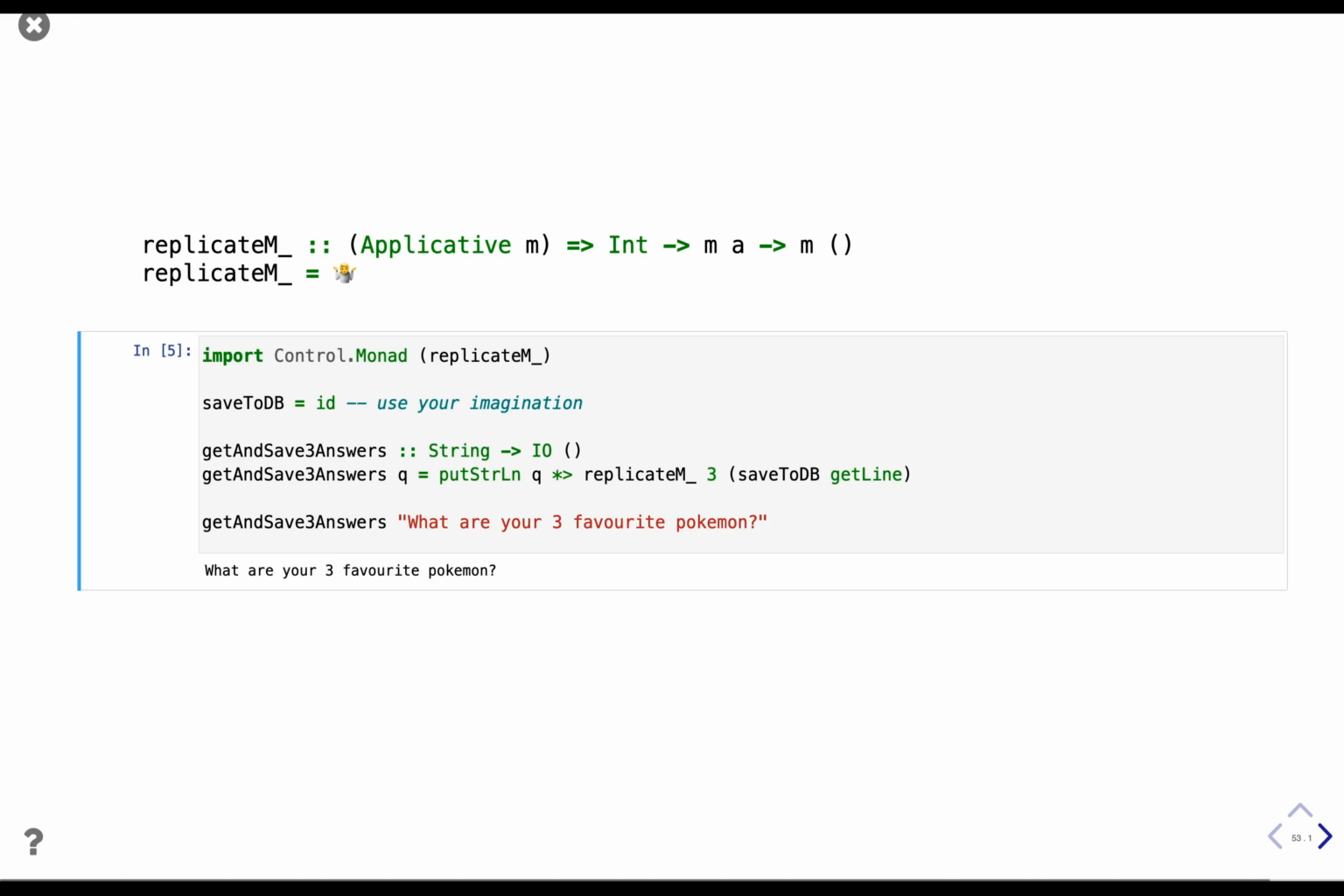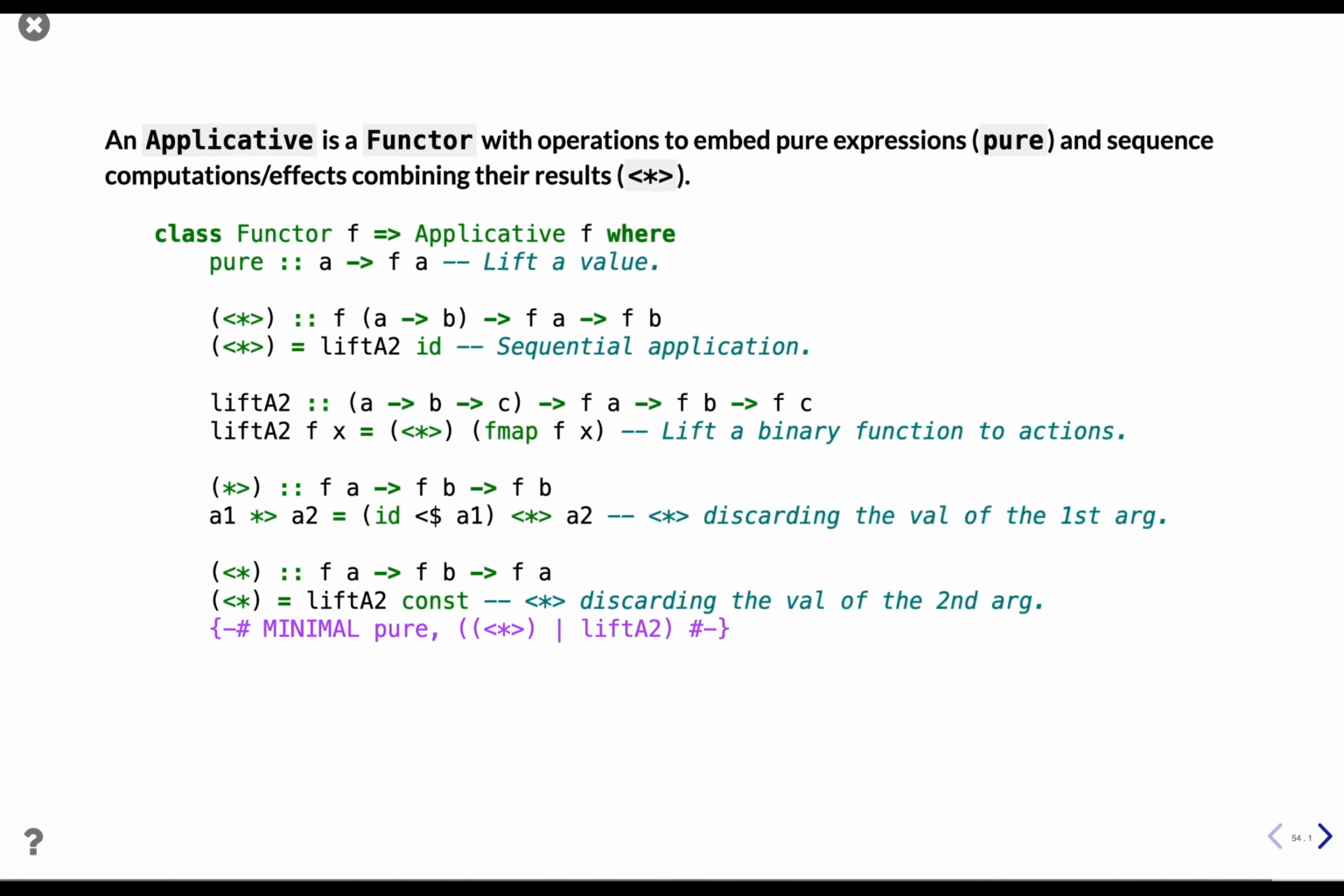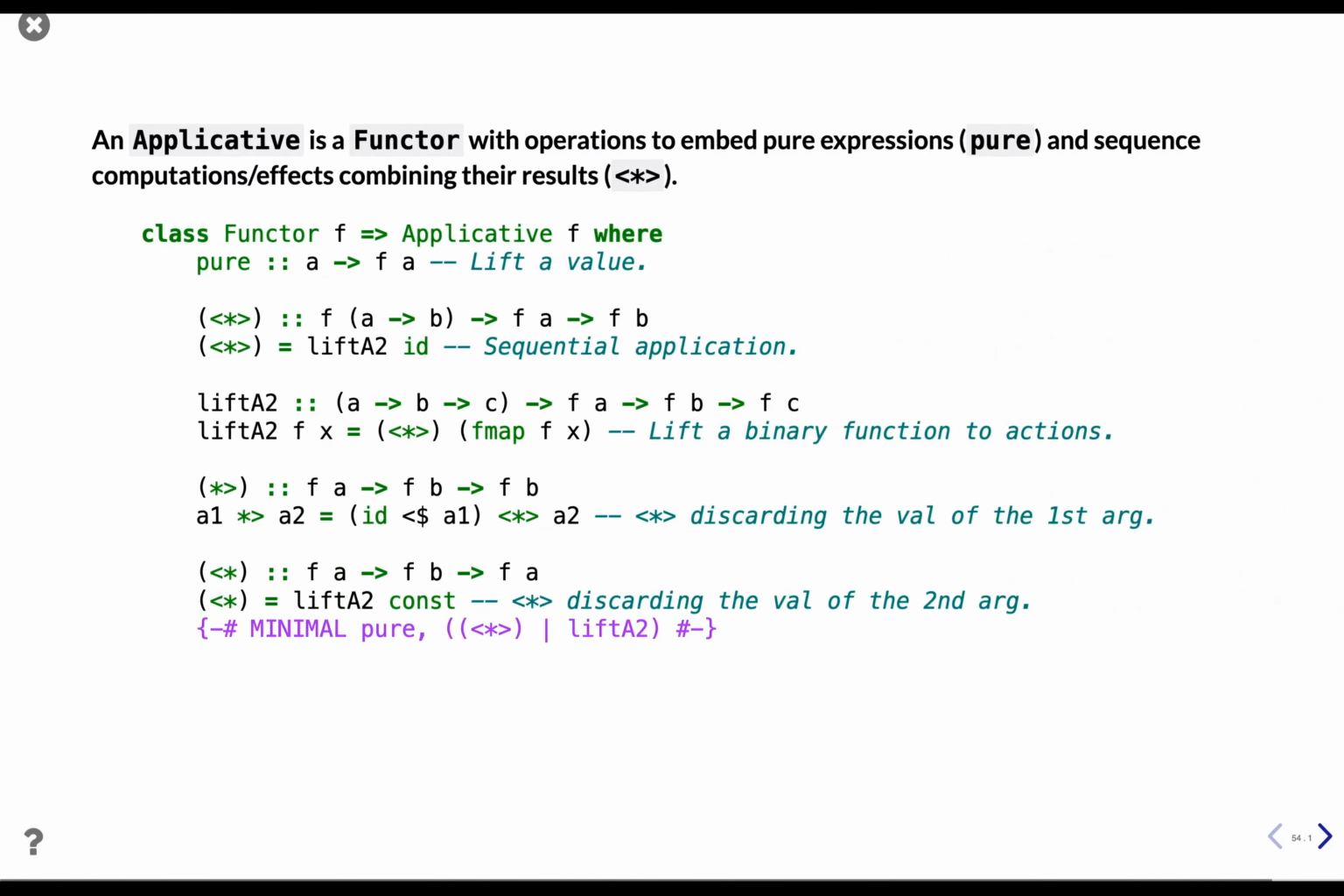So, after all this work, this is what we got. It's a lot, so I had to split it into 3 different slides. We have the applicative functor definition. Now that we know how to think about applicative as effects, we can change a bit our interpretation. So we can say that an applicative is a functor with operations to embed pure expressions and sequence computations or effects combining their results.